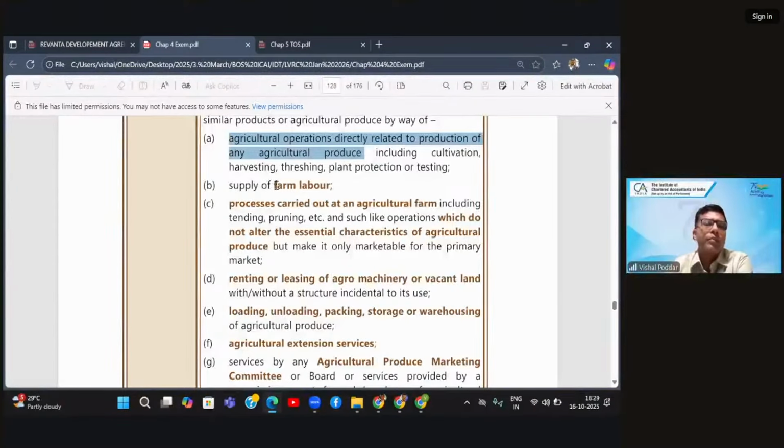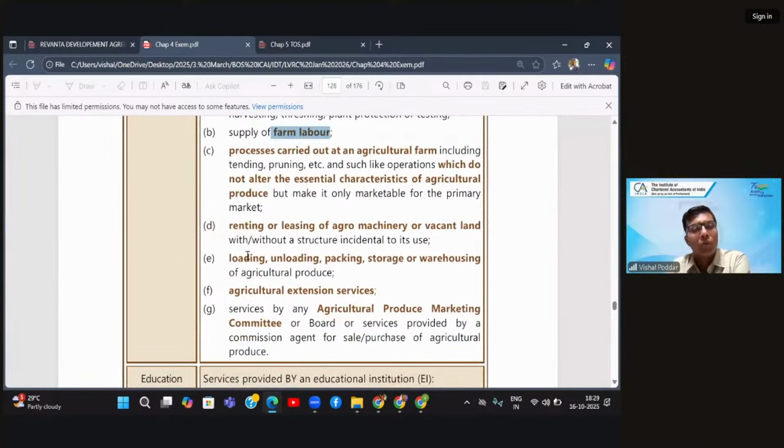Then if for carrying out your agricultural operations, you require labor, and I am a manpower supply agency, what I am doing is I am only providing you labor who will be working on the farm. So for this, the manpower supply agency charges are exempt. Next, where any of the operations which are essential for your agricultural produce are carried out at agricultural farms. So again, this is the outsourcing type of work. So where you are getting any part of your agricultural operation done from somebody.